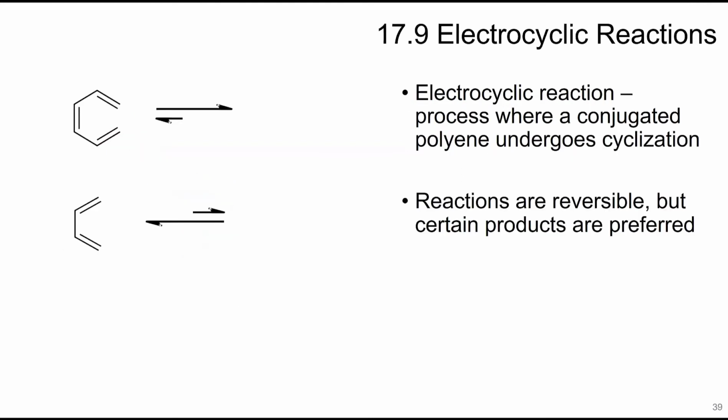In an electrocyclic reaction, it's a process where a conjugated polyene can undergo cyclization. These reactions can be reversible, but just like any reaction, there's going to be certain products that are preferred. If I look at the electron movement here, these come down here. So I've made a new sigma bond, and then the double bonds have moved. You can see that equilibrium is preferring the product, so a cyclic structure is preferred.